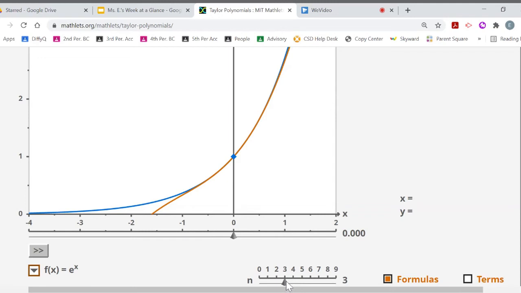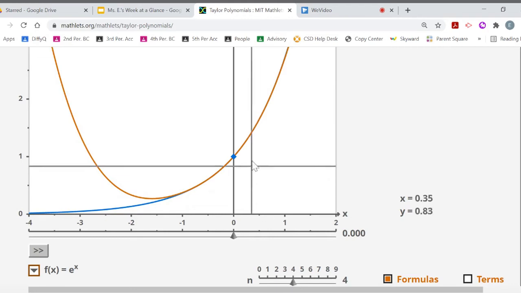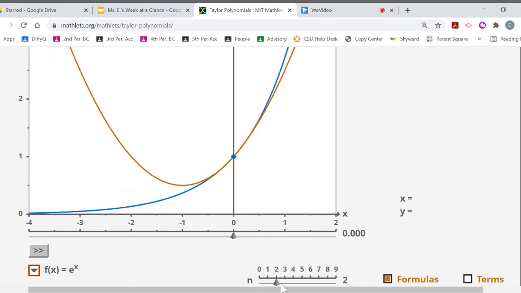So what I'm going to do now is increase the n value. For this applet, the n value means the degree of your polynomial. So if I bump it to 4, then we'd have a polynomial that has y coordinate, first derivative, second derivative, third derivative, and fourth derivative in common with e to the x. So as I increase the n value, you can see I'm getting more and more derivatives in common with e to the x.